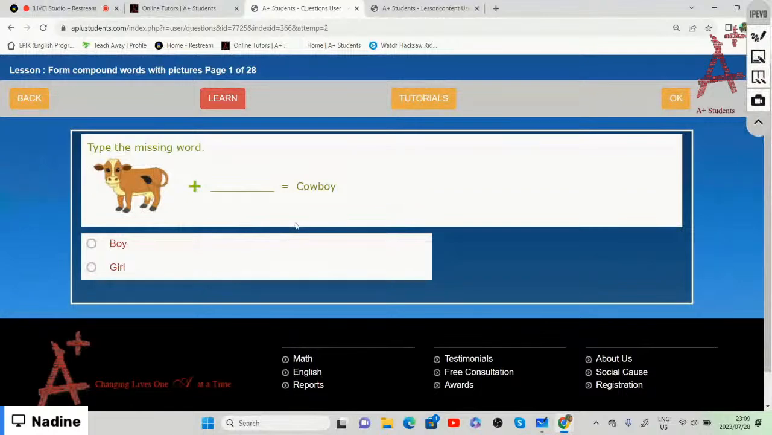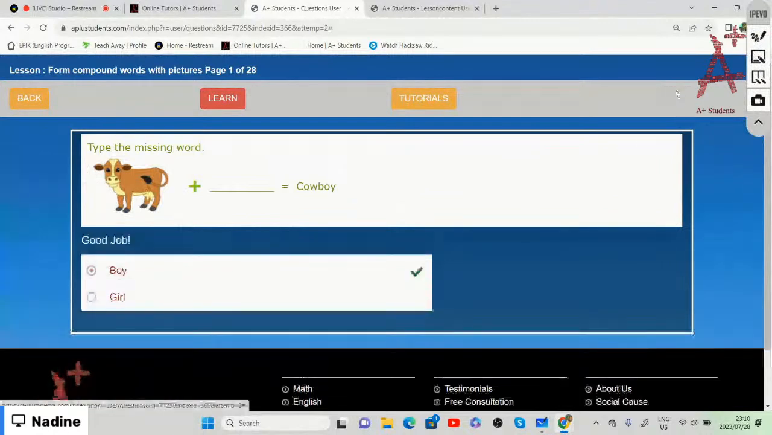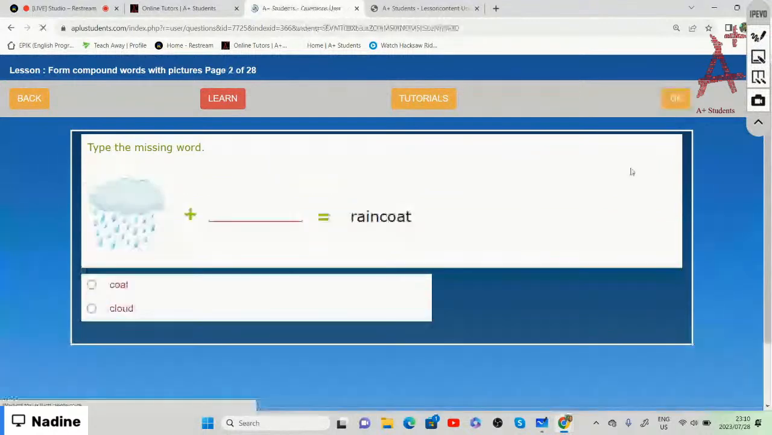All right, so if we type the missing word, cow is already given, and our compound word is cowboy, which means that it's going to be cow plus boy. So cow plus boy equals cowboy.